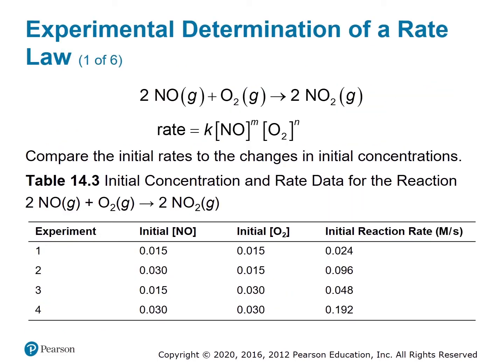Let's see how we can use experimentally derived data to find the rate law for a reaction. What we need to do is run several experiments where we vary the initial concentrations of the reactants and observe the effect on the initial reaction rate.